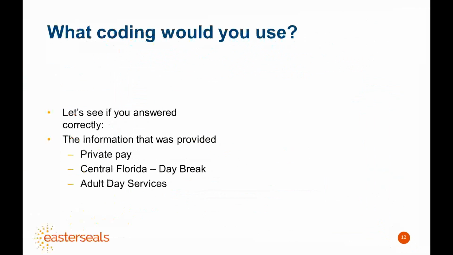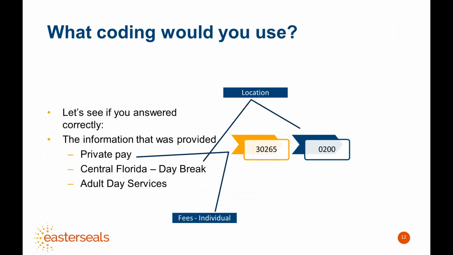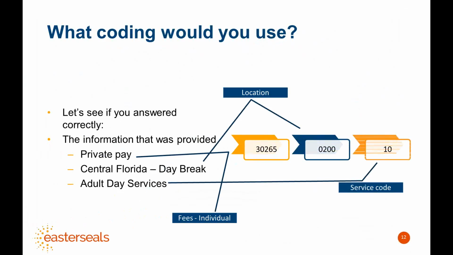Okay, so the information that was provided to you was that the client was paying for his or her services, the client attends Daybreak in Central Florida, and the service received was Adult Day Services. Based on that information, the account that you would use would be 30265, which was fees for individual. The location would be 0200, which is a location for Daybreak, or you also see it on there as Miller Center. And the service code would be 10, which is for Adult Day Services. How did you do? If you came up with that answer, you are correct.